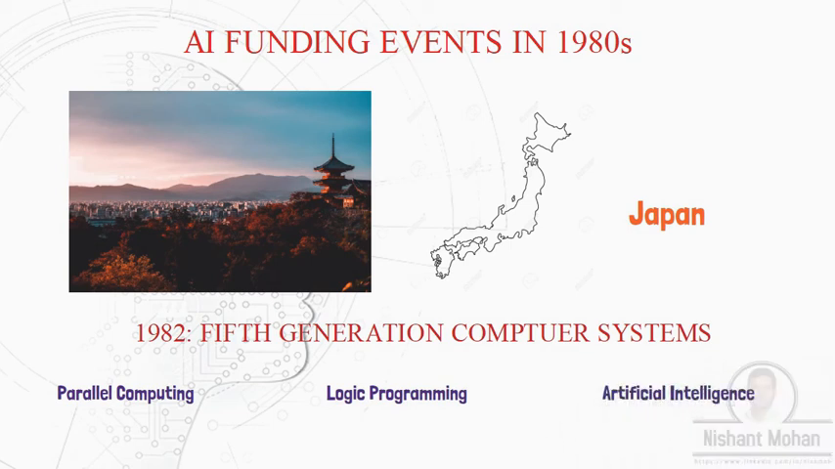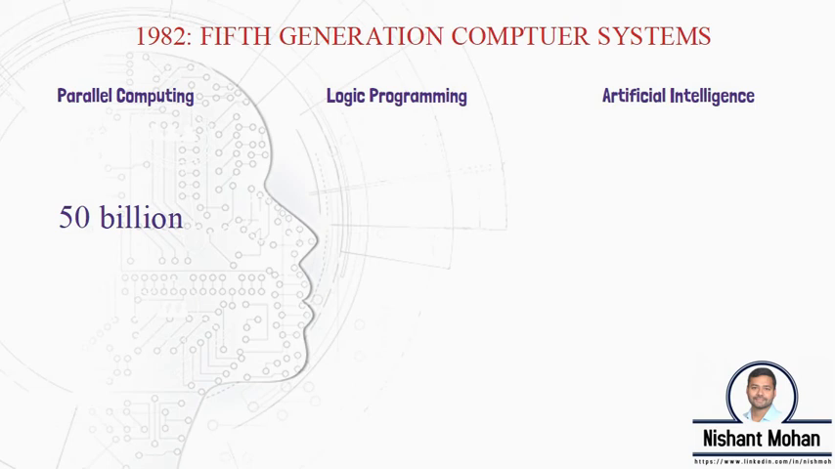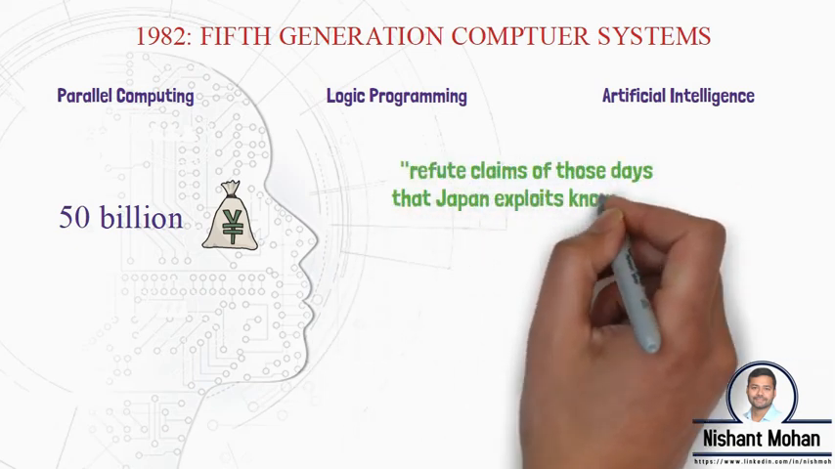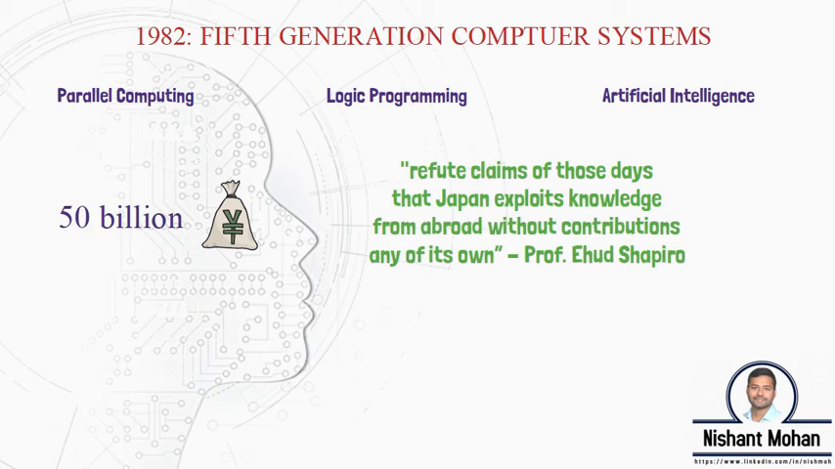The project was named Fifth Generation to differentiate it from four earlier generations of computers. At a funding of around 50 billion yen, or approximately $400 million in 1990s terms, the goal was to accelerate Japan's research and computer industry and refute claims of those days that Japan exploits knowledge from abroad without any contributions of its own, as stated in the TRIP report from Professor Ehud Shapiro.